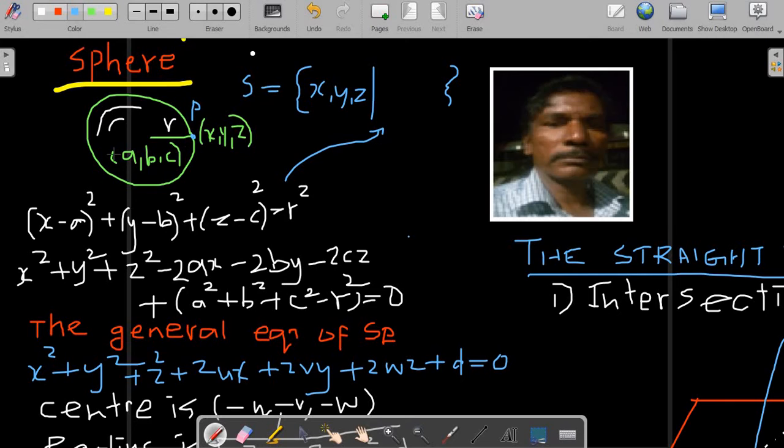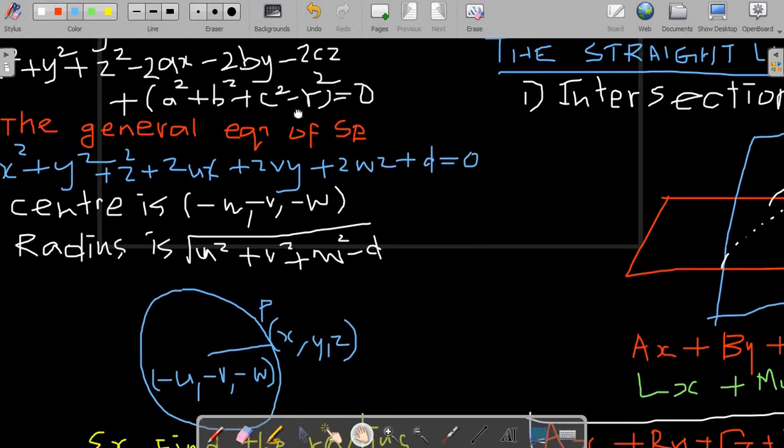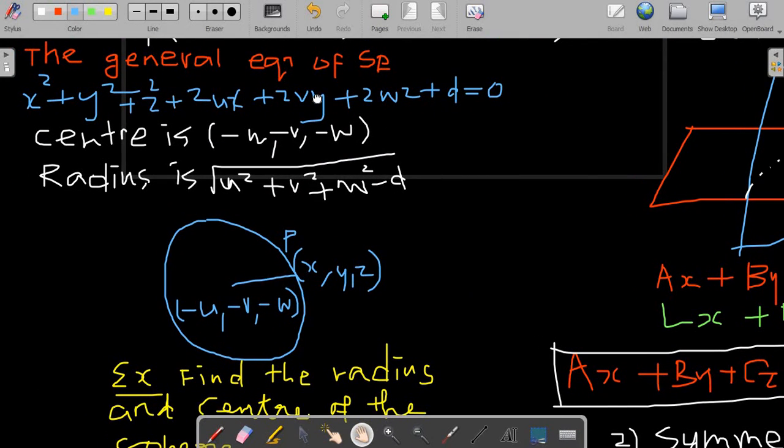This is a particular case where a, b, c is the center, and x comma y comma z are the points on the surface, at a constant distance. Now, what is the general form of the sphere equation? The general form of the sphere equation is this: x square plus y square plus z square plus 2ux plus 2vy plus 2wz plus d equals 0. So this is a general equation. Look at this. This is the sphere.